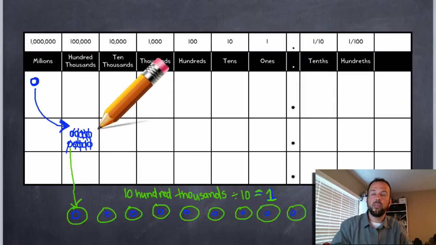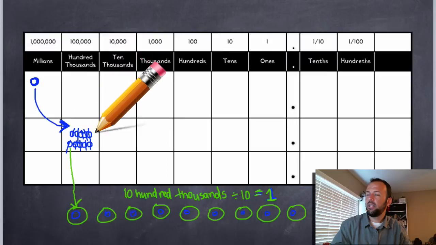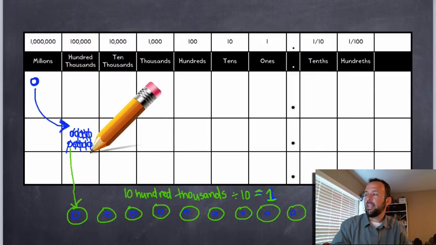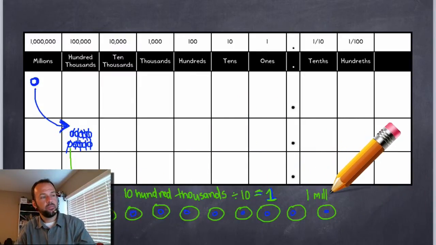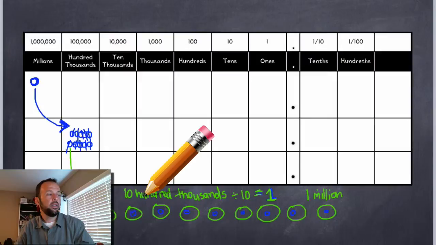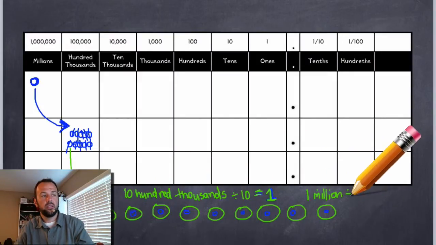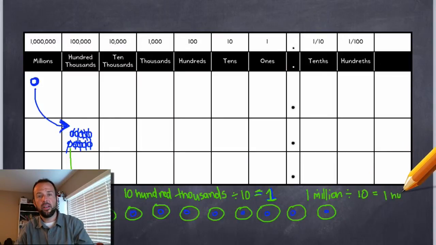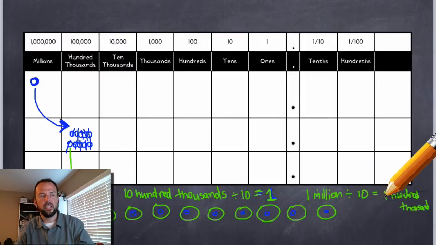So thinking of this another way, to really stretch your thinking here, these 10 hundred thousands are the same as a million, right? So in essence, I could say that 1 million and 10 hundred thousands are the same thing. So 1 million divided by 10 is equal to 100,000. Forgive me for running out of room there, but you get the idea.